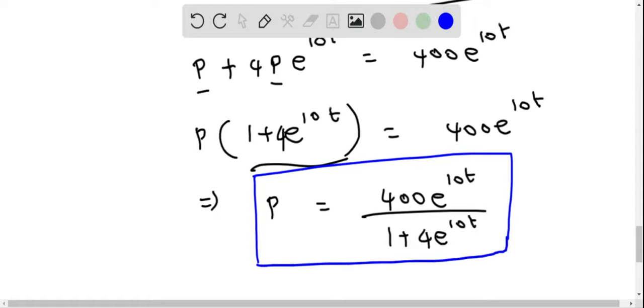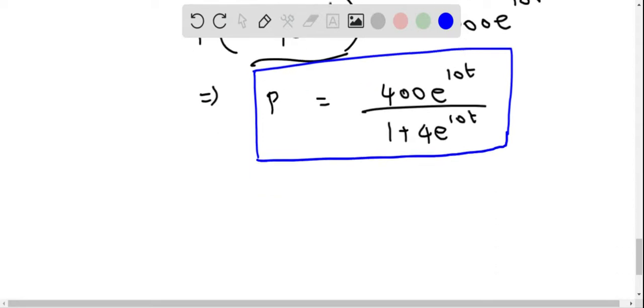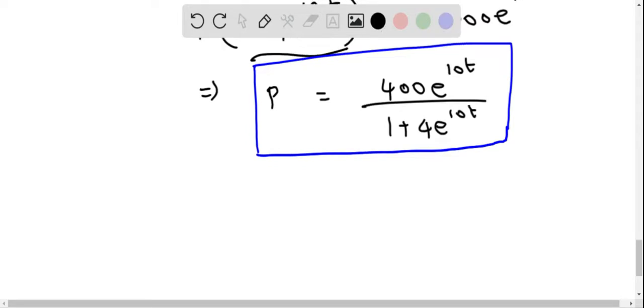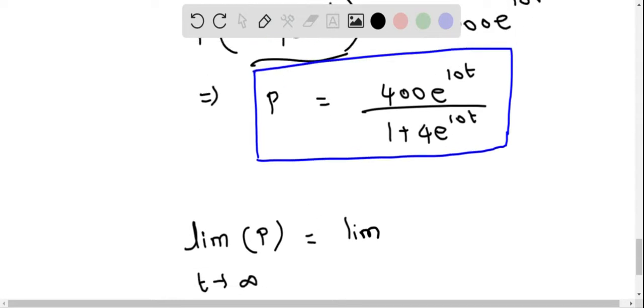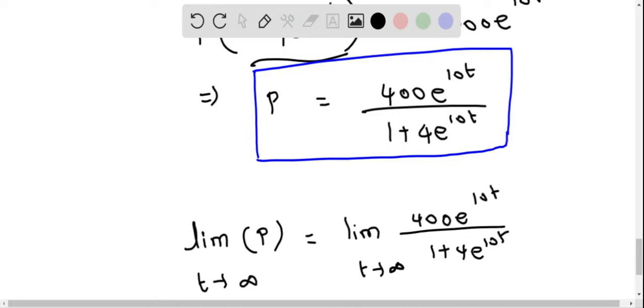Now using this expression, we are going to describe the behavior of the population of deer. So this means we have to take the limit when t approaches infinity. So we take the limit of the population function p when t approaches infinity, and so this equals the limit. We substitute the expression for p, which is 400 e power 10t divided by 1 plus 4 e power 10t, as t approaches infinity.